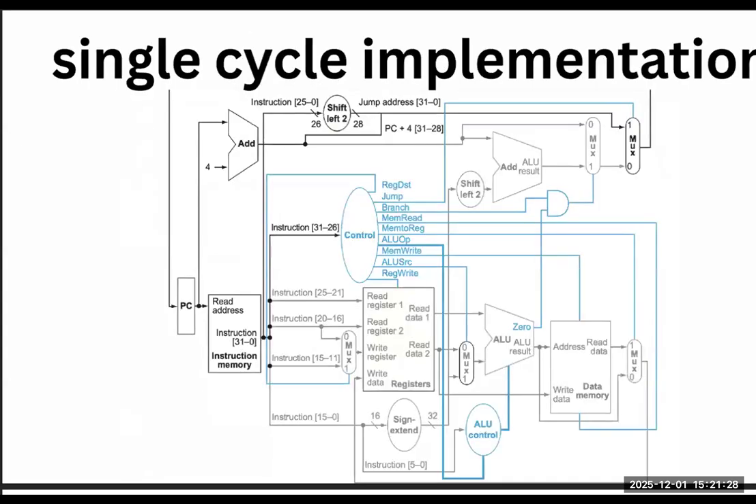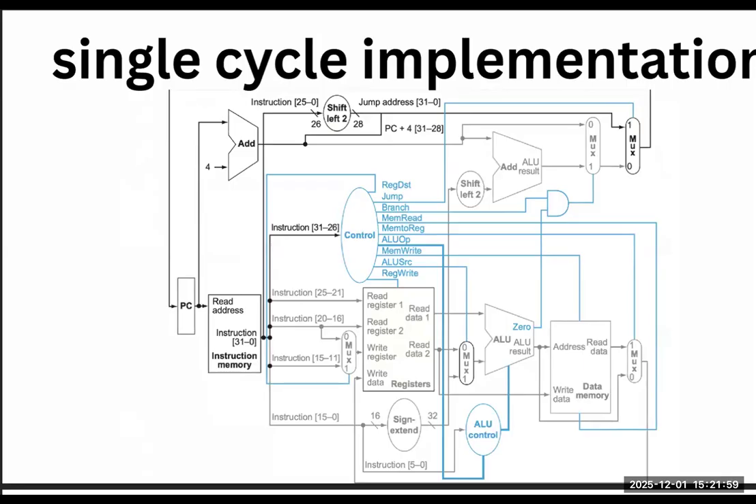Let's go to single cycle implementation now. Okay, now let's contrast this with the single cycle implementation. The fundamental difference here is that every instruction completes in exactly one clock cycle. Looking at this data path, you'll notice it's more parallel. There are no intermediate registers like the instruction register or ALU out register that we had in multi-cycle. Everything happens simultaneously within one cycle.